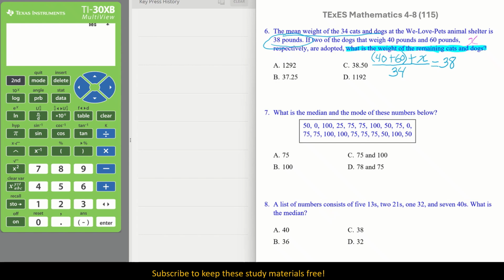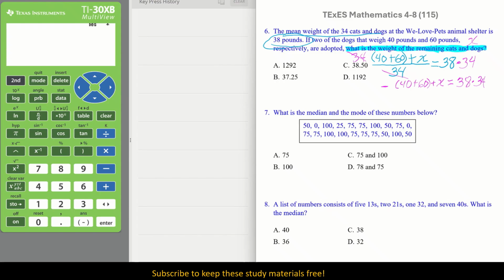If we multiply both sides by 34, that gets rid of the 34 on the left-hand side. And we would have left the 40 plus 60, which coincidentally is 100 pounds, but I'm not going to add that together so we can see exactly what I did. Then plus the X equals 38 times the 34. Then we simply subtract that from both sides to get X alone.